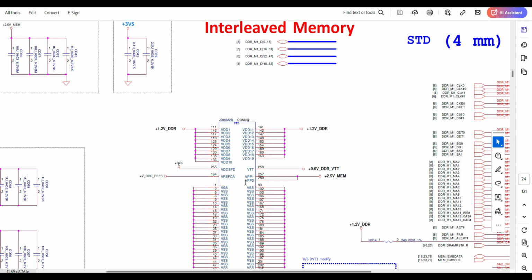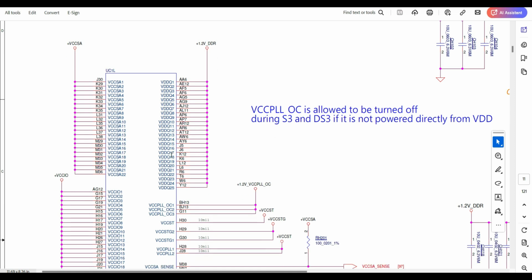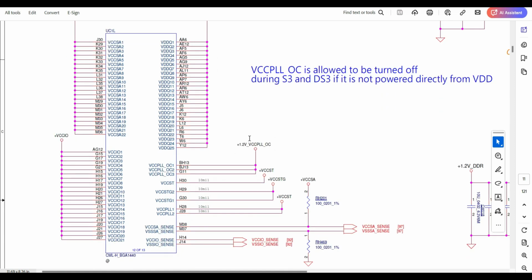And what about the processor? Here on the processor side, it's VDDQ. The processor side supply is also 1.2 volts DDR. Sorry, it's not 1.5, it's 1.2 volts. It's very clear that a 1.2 volt supply goes to the SODIMM as well as the processor memory part. Here is the conclusion for DDR4.